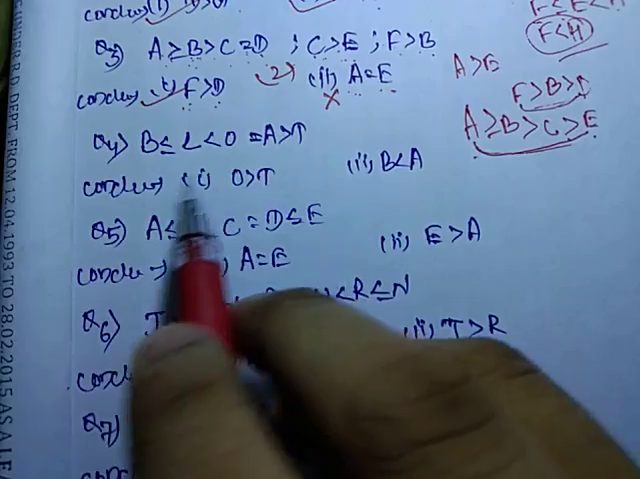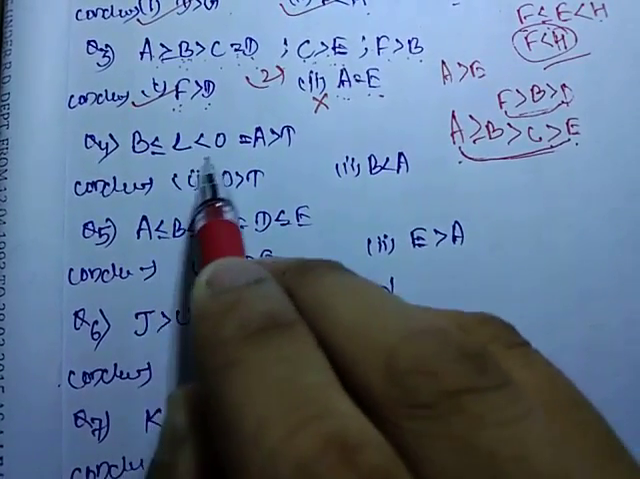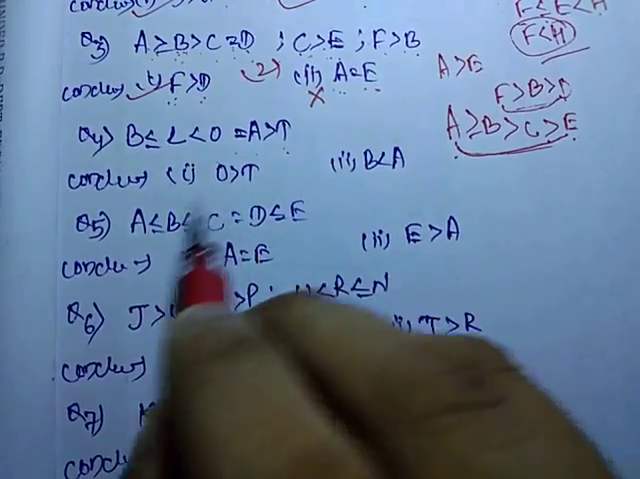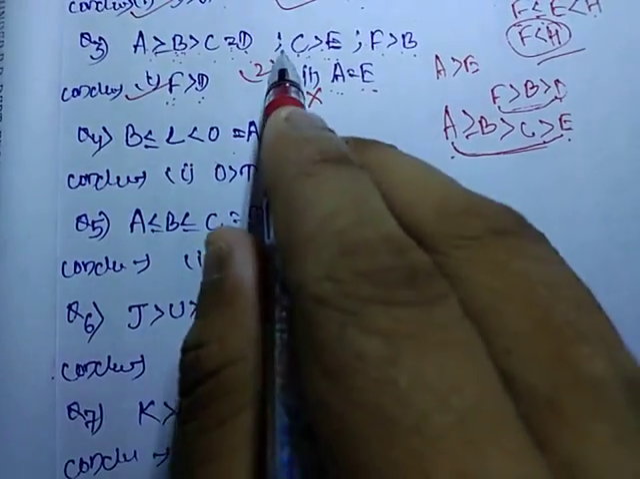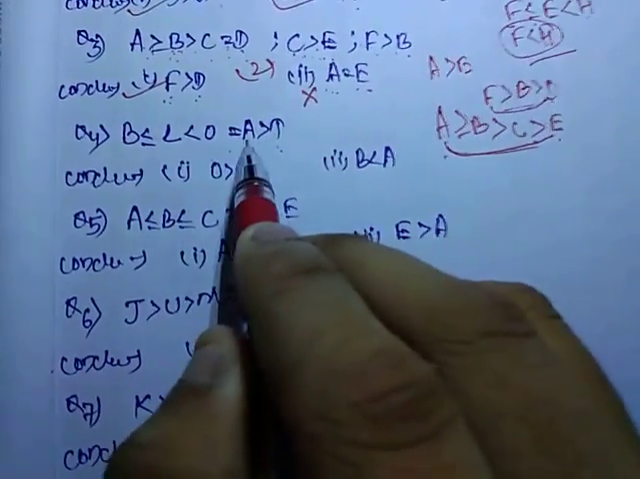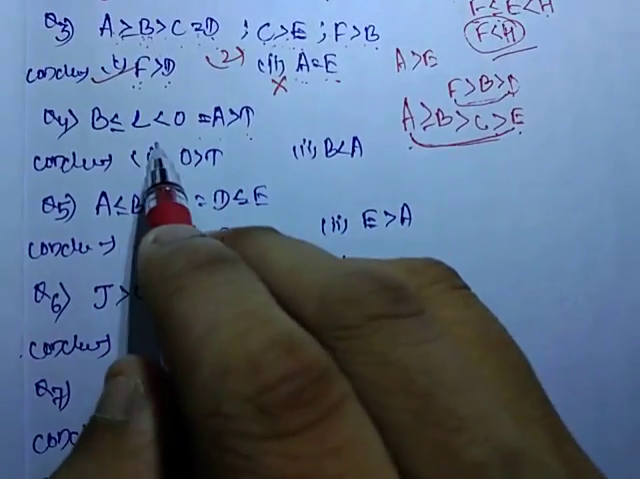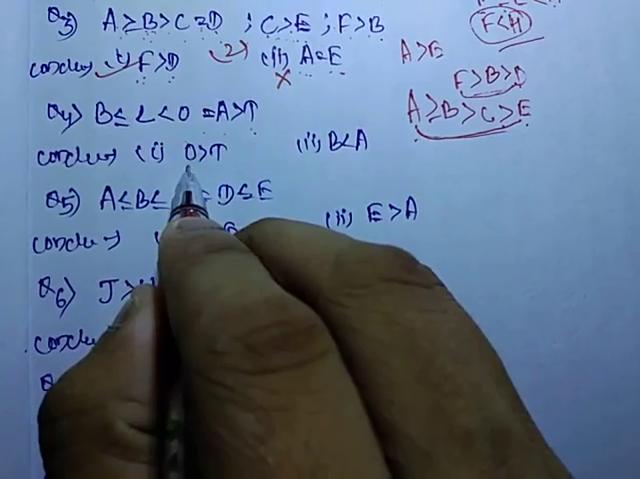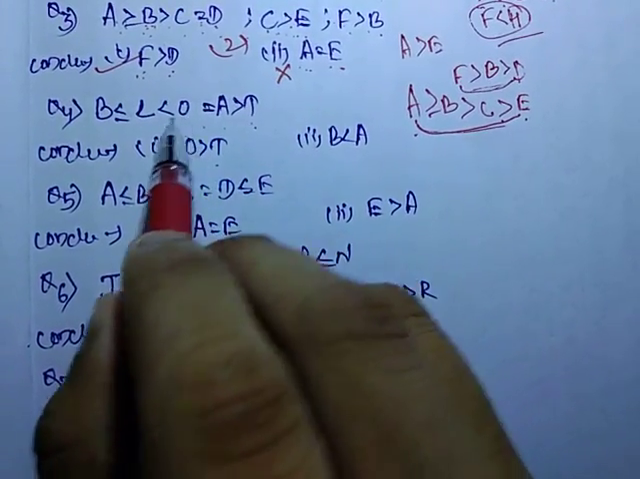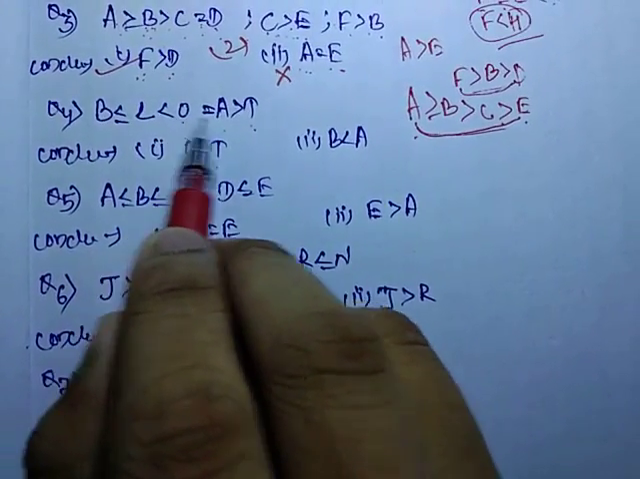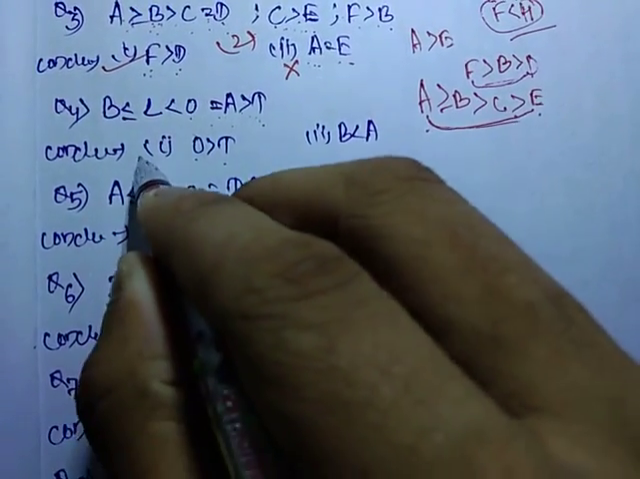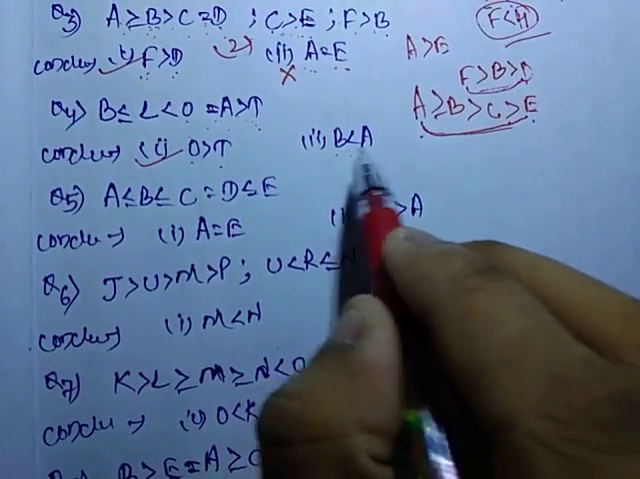Next, question 4. B is less than or equal to L is less than or equal to O equals A is greater than T. It is very simple, because there is no complex relation included behind it. Now we have to know whether O is greater than T is true or false. It is directly showing that O equals A is greater than T. That means O is greater than T is true. Now B is less than A.